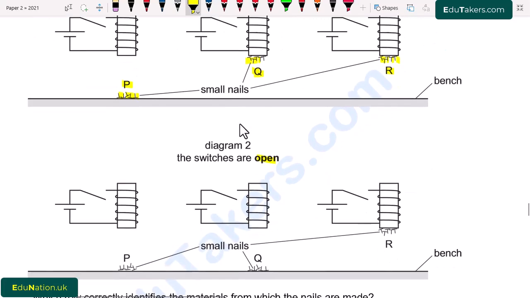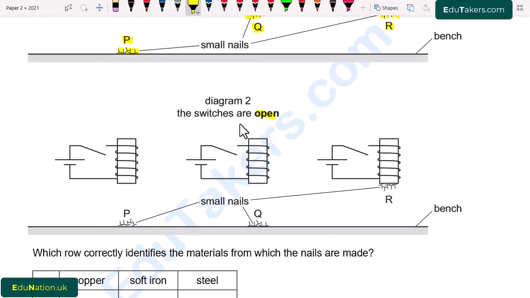Next we check the other possibility when the switches are open. So when the switches are open, what will happen? The nails Q are on the surface while R is still attached. It means that Q is soft iron. When we stop the current through it, these nails get unmagnetized and they fall on the bench.